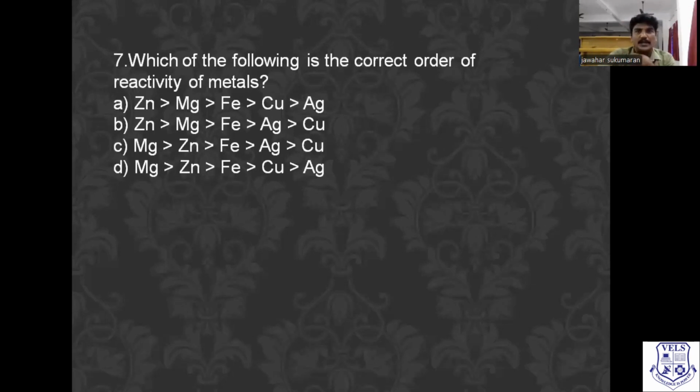See here, which of the following is the correct order of reactivity of metals? A. Zinc greater than magnesium, greater than Fe, greater than Cu, greater than Ag. B. Zn greater than Mg, greater than Fe, greater than Ag, greater than Cu. C. Magnesium greater than zinc, greater than iron, greater than silver, greater than copper. D. Magnesium greater than zinc, greater than iron, greater than copper, greater than silver. D is the correct answer. Yes, magnesium, zinc, iron, copper and silver is the correct order.